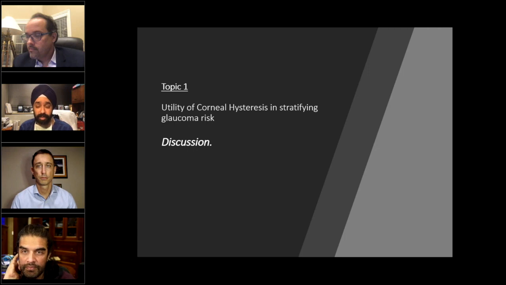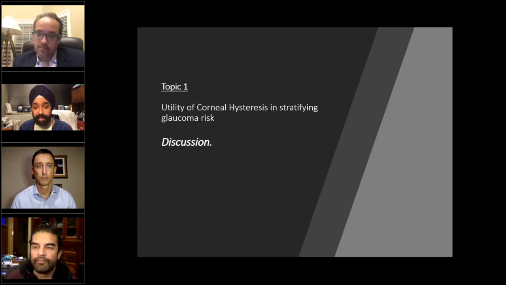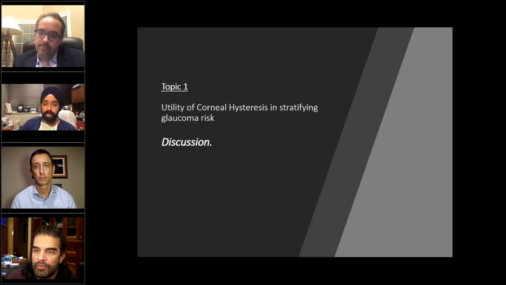If their hysteresis is 12 or 13, I'm much more relaxed saying leave them alone for a year. If their hysteresis is 7 or 8, I'm treating them. So it gives me that understanding and that context of how aggressive I want to be, what the likelihood is that I want to follow up with them, and what that pressure means for that patient, more than, let's say, CCT or anything else.